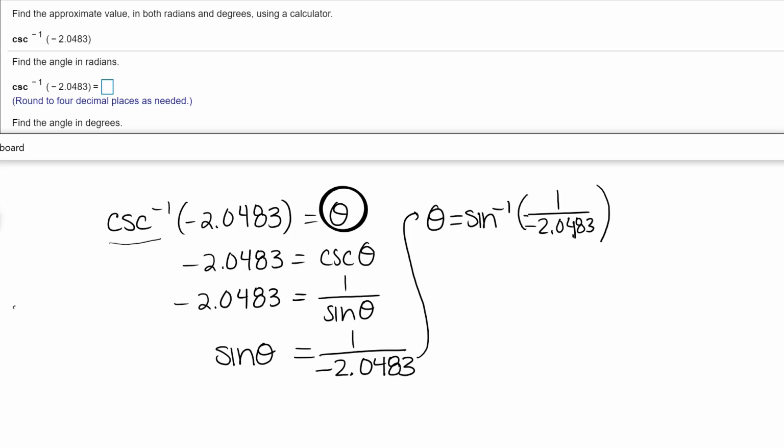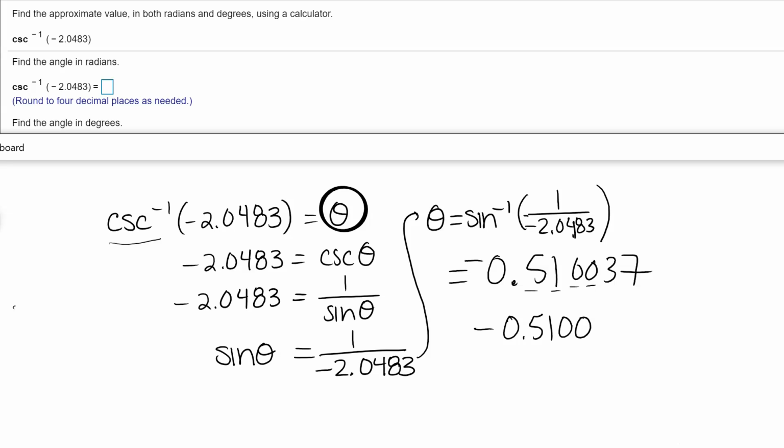So now I can put my calculator, see what mode I'm in. I'm in radians right now. So now I can do inverse sine of 1 divided by a negative 2.0483. Not 1 over inverse sine, but sine inverse of a negative 1 over a negative, right? So this would equal, I got a negative 0.510037. But it's asking me to round to 4 decimal places, 1, 2, 3, 4. So I'd have a negative 0.5100. That's in radians.